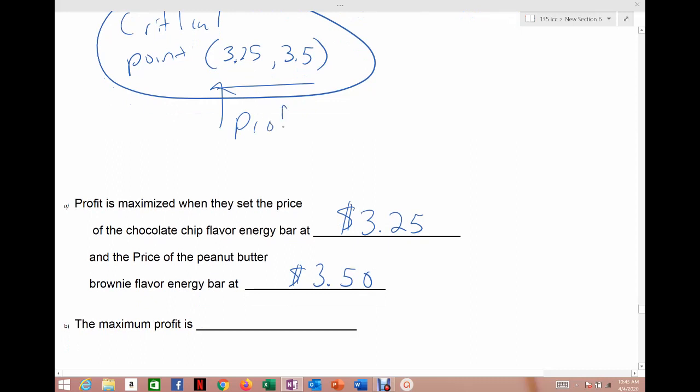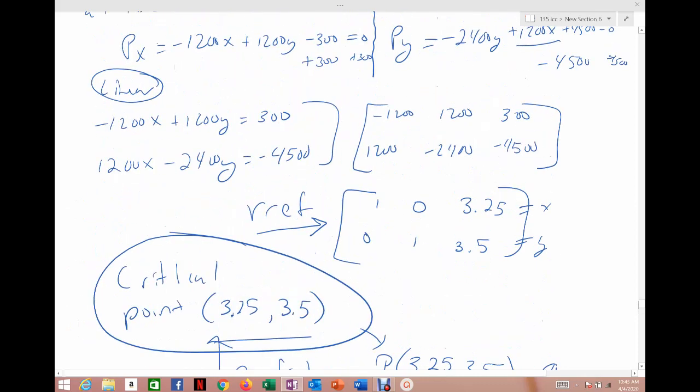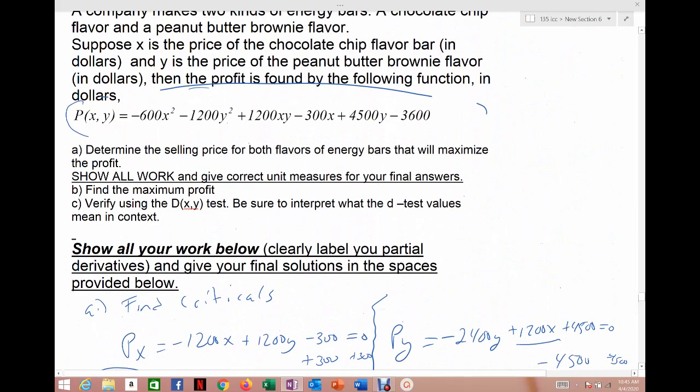All right, so to find profit, you take your critical value and plug it into the original profit equation given in the function. It should come out a dollar amount. So again, you're going to go back up here, and in this function, you're going to plug in the x value 3.25 and the y value 3.5.